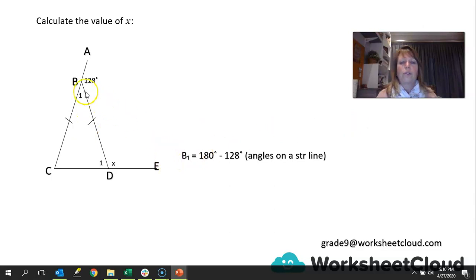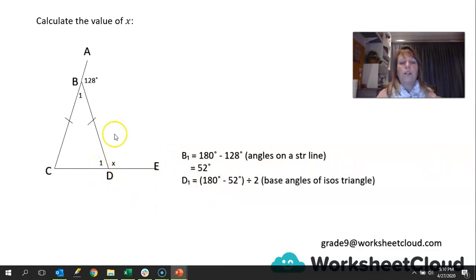The first thing we're going to work out is B1, and that's angles on a straight line. So you guessed it, it's 180 minus 128, and that is going to give me 52. So that angle there is 52, which means that because of these two little lines that are here for us, the isosceles triangle's two base angles are equal. So if we know that angle, we're going to go 180 minus that angle divided by 2. So let's have a look.